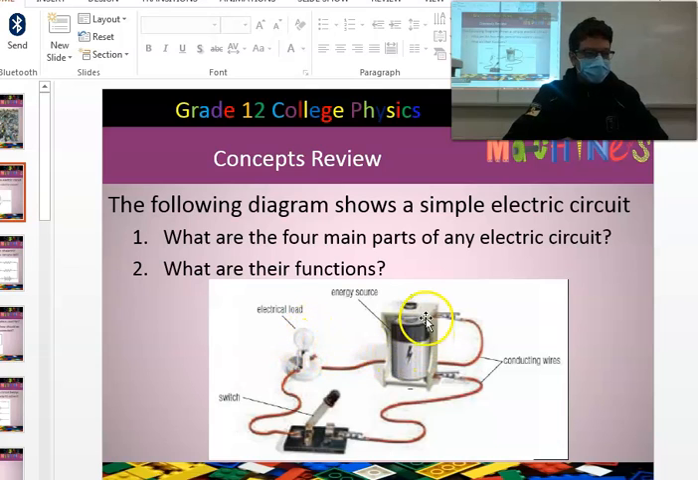Okay, the four main parts: we need an energy source. We need some sort of load, which will convert electrical energy into some other form of energy. We have a switch to control the circuit. And of course, we have conducting wires.